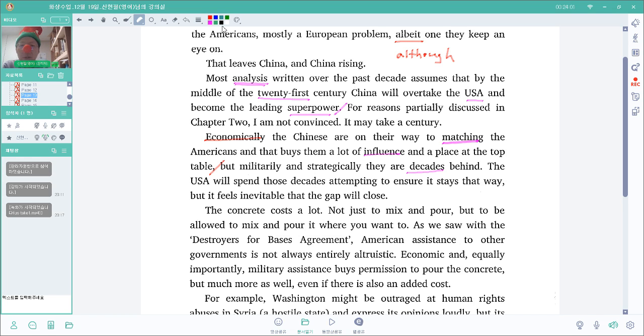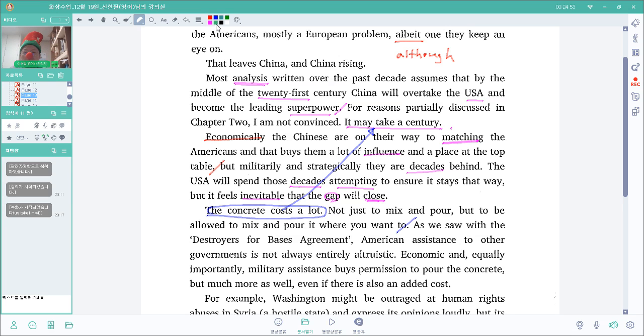The USA will spend those decades attempting to ensure it stays that way, but it feels inevitable that the gap will close, because China is developing really fast. Okay, the reason why it would take a century is that concrete costs a lot, and it takes time to mix and pour it. Not just to mix and pour, but to be allowed to mix and pour where you want to. It's costly, expensive, and takes time.